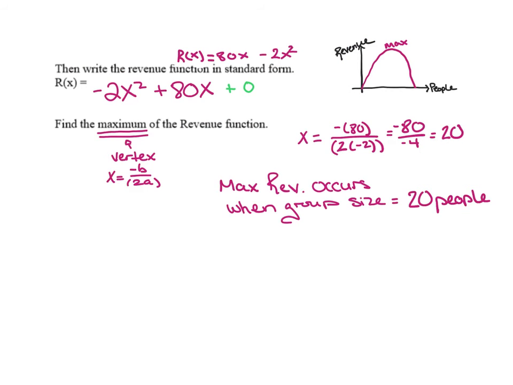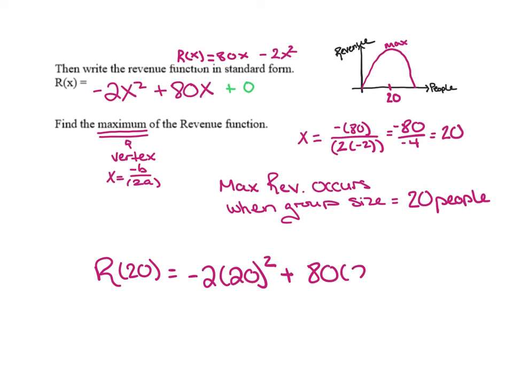This would mean 20 people is the group size to maximize the revenue. If we put 20 into our revenue function, we can find how much revenue we can make. So by substituting 20 into the revenue function, we will end up with $800 in revenue if 20 people go, and that would be the maximum revenue the company could get.